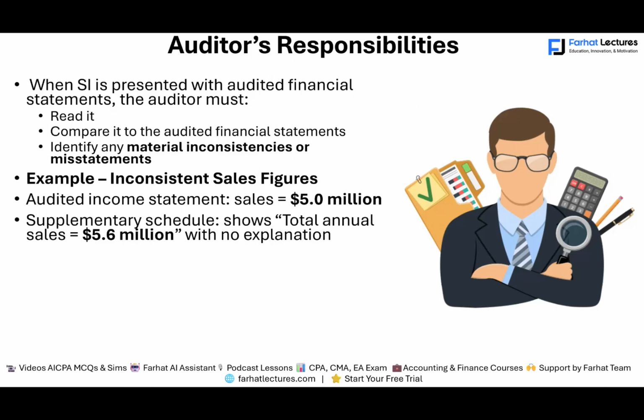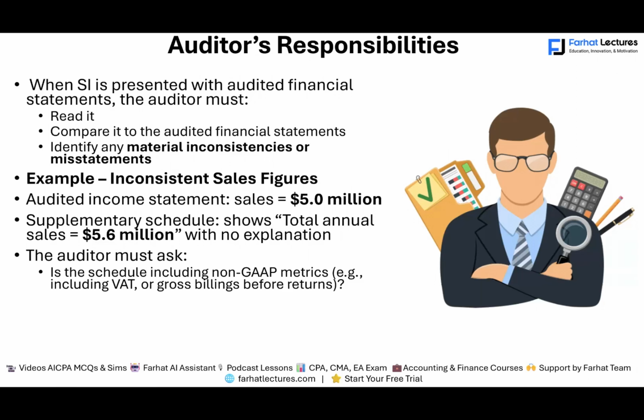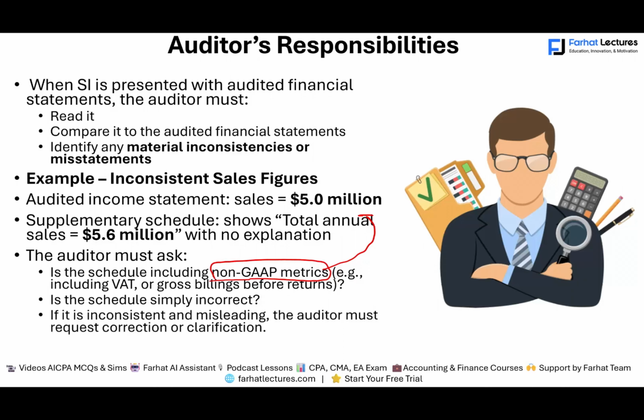Then we have to ask them, hold on a second, this does not make any sense. Is this schedule including any non-GAAP metrics? So you're including revenue that's not revenue that we accounted for in the 5 million? What's going on here? Is the schedule incorrect? We're not auditing this, we're just making sure that it's consistent. It cannot be shown in that manner unless there is an explanation for it. If it's inconsistent or misleading, we must request correction or clarification, because we should not allow the audited numbers to be 5 million while the supplementary information says our total revenue is 5.6 million.